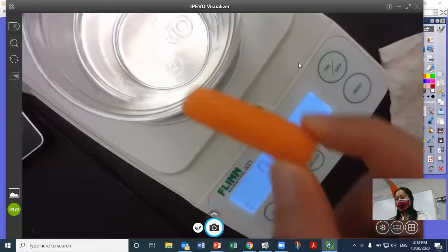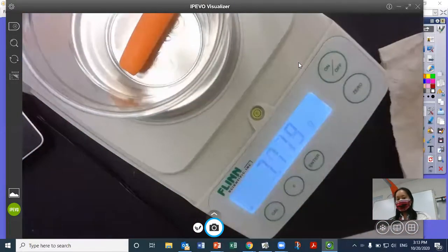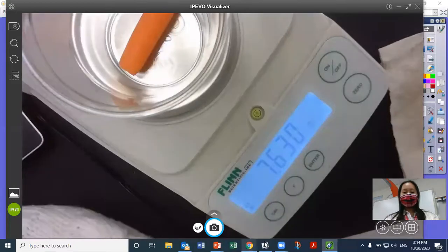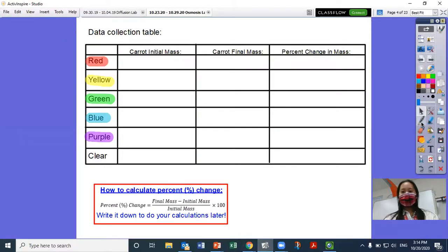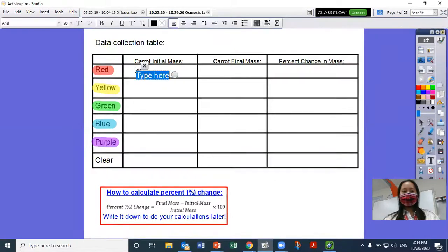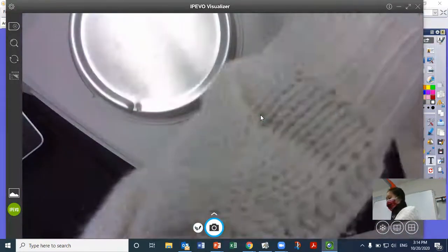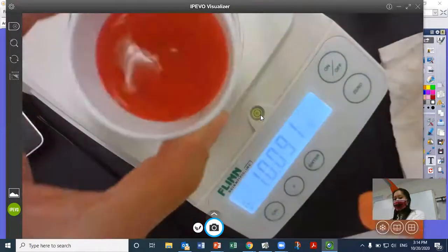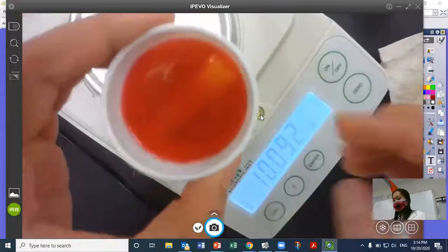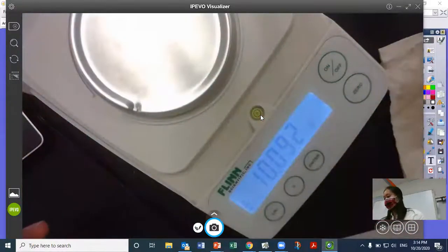So our first carrot we're gonna put in, and we're going to find the mass at 7.63 grams. So that means that on your data table, you want to write your initial carrot mass as 7.63 grams. And that one just so happens to be the one that we will plop right into the red cup. Okay, so that means that we are putting this one into the cup with the red sucrose solution. And I will add a little bit more to make sure that it is fully submerged afterwards.